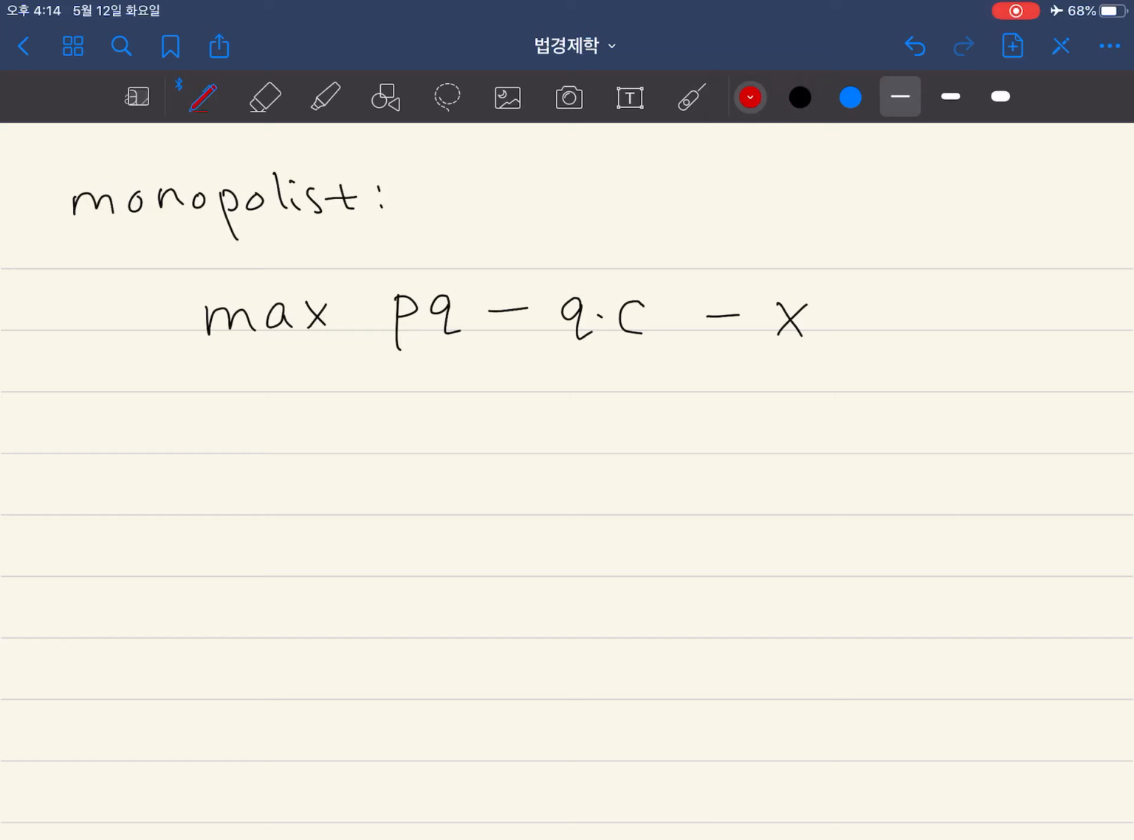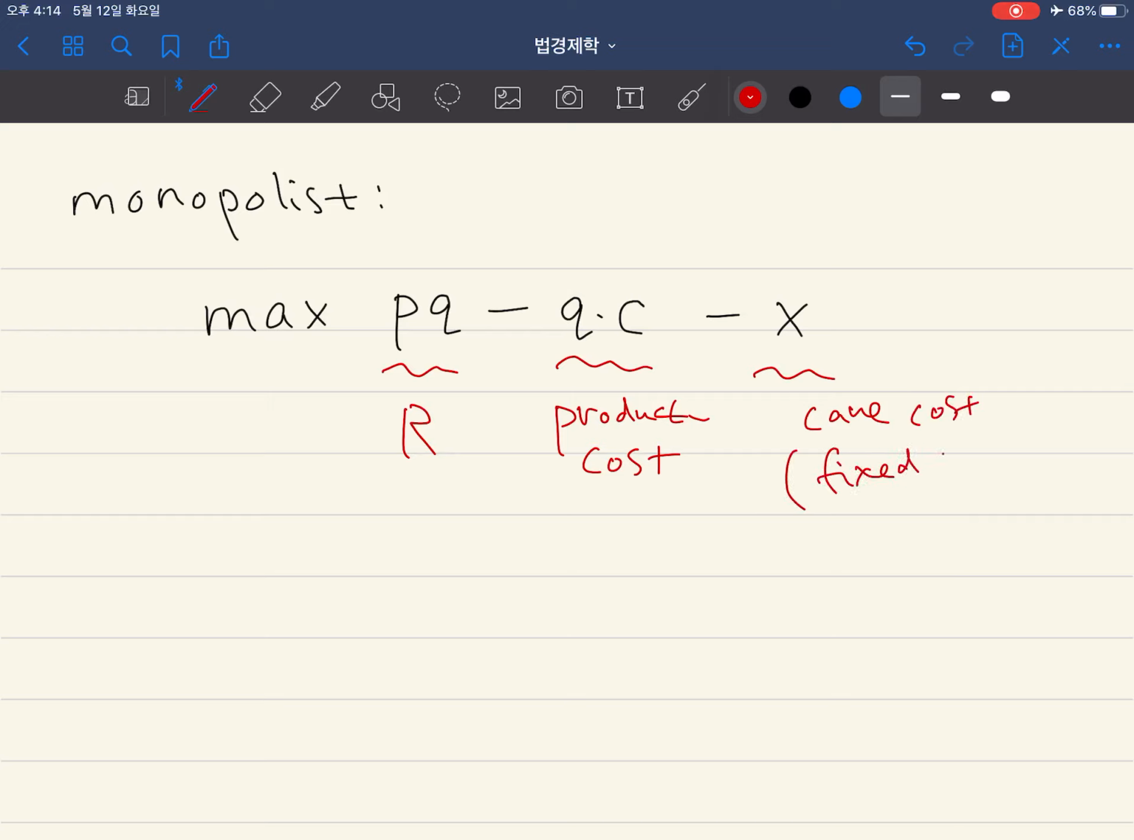So if you look at the monopolist profit expression, this is revenue, and this part is production cost. So this is production cost, and this is care cost, and in particular, this is fixed cost. So now care cost is fixed cost because even when quantity Q is equal to 0, the care cost can be positive.